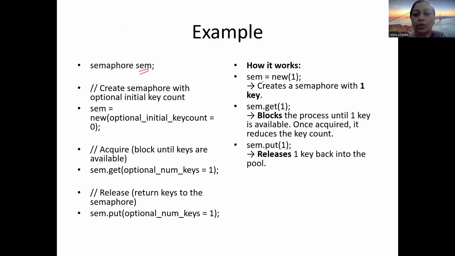So how it works, sem is new of 1. What does it do? Creates a semaphore with one key. Sem dot get of 1, what does it mean? Blocks the process until one key is available. Once acquired, it reduces the key count. So when a code has sem dot get of 1, it keeps waiting until it gets the key, and once acquired, it reduces the key count. Then sem dot put of 1 releases one key back into the pool. That is how it works.